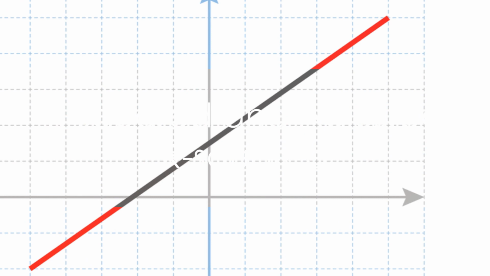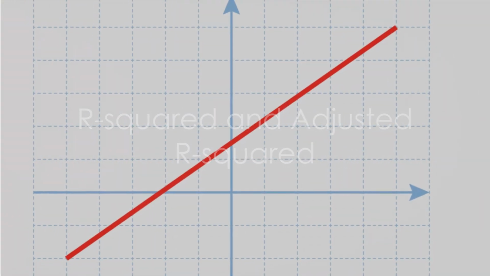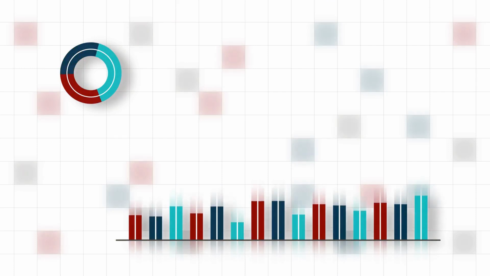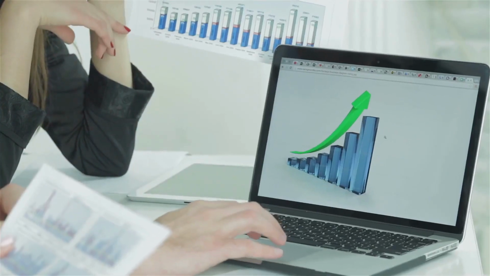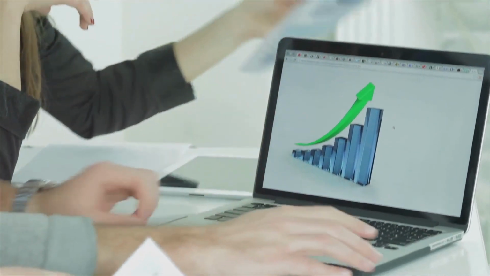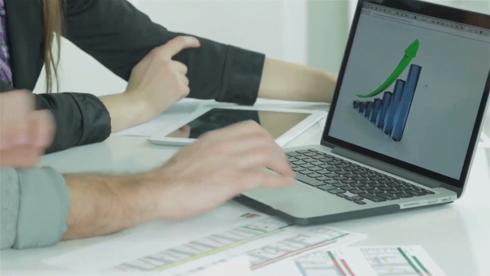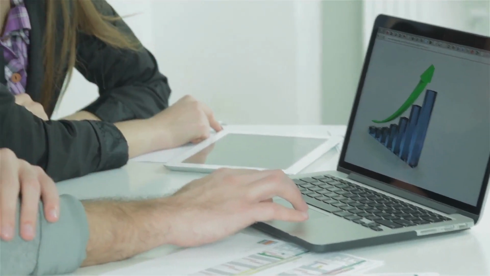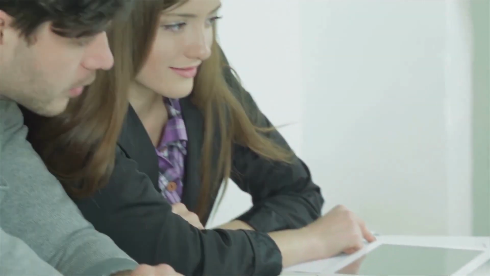Another metric is the R-squared, or the coefficient of determination. It indicates how well our model explains the variation in our data. For instance, if we're predicting sales based on advertising spend, a high R-squared value would mean that our model explains a large proportion of the variation in sales.